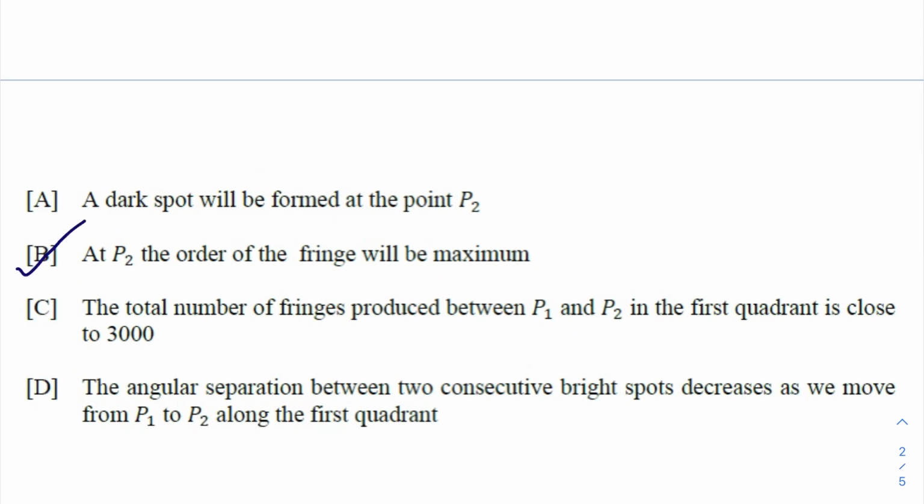Now the third option: the total number of fringes produced between P1 and P2 in the first quadrant is close to 3000. Now this statement is a little bit confusing for me. If I would have given that exam, I might have picked the wrong answer, because they haven't mentioned whether it is dark or bright or both fringes. They have just mentioned total number of fringes. So in a generic way I would have understood it as bright and dark combined.